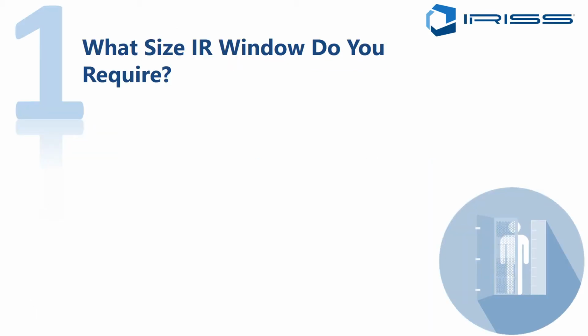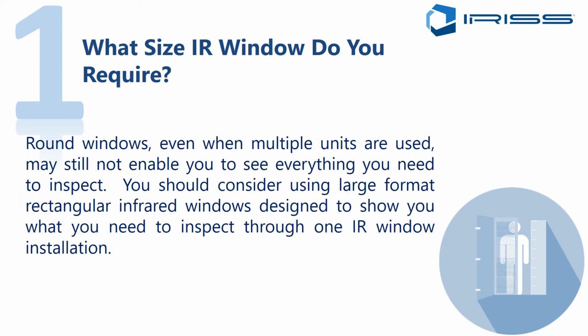So, number 1, size. What size of infrared window do you require? Round windows, even when you use multiple windows, really are not suitable to show you what you need to see a lot of the times in switchgear. If you look at switchgear, standard switchgear has large rectangular visual windows, and really where we're coming from at Iris is, you can look at the design of the switchgear that you're utilizing, and you should be able to get a window that shows you everything you need to see in one window instead of putting multiple windows in.